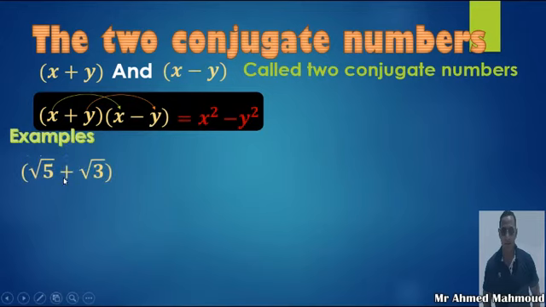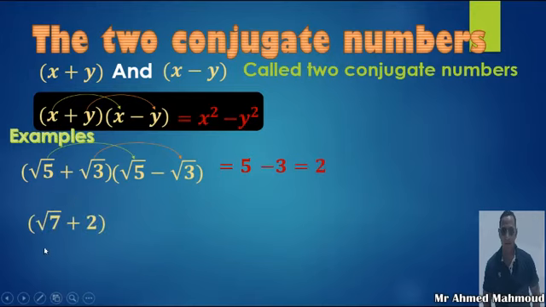If we have root 5 plus root 3, its conjugate is root 5 minus root 3. To evaluate this one, we are going to multiply the first by the first, it equals 5, and multiply the second by the second, equals negative 3. Then we are going to simplify this one, 5 minus 3 equals 2.